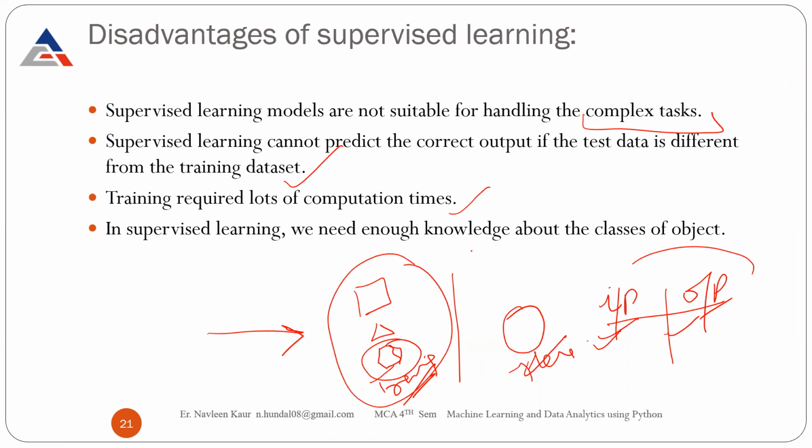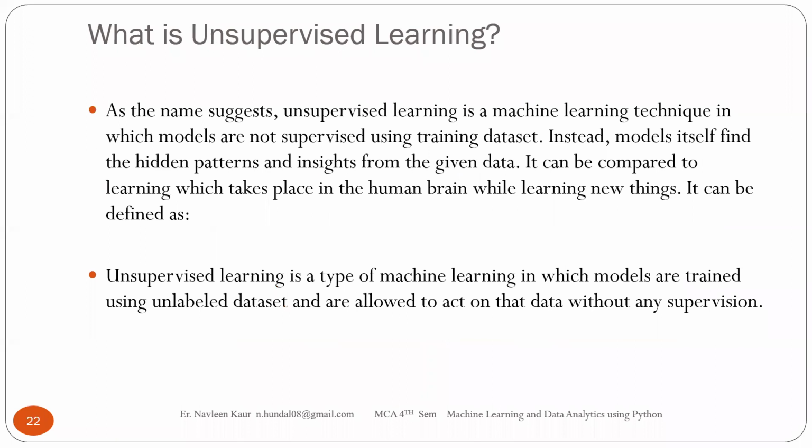In supervised learning, we need enough knowledge about the classes of objects. Before training my machine, I should be aware of all the labels that I want to put. If I am training my machine and I don't know what this is, and instead of feeding square, I am feeding it as circle, it means I'm not able to provide the correct knowledge. I don't know about the class of the object. The class is square, but I am feeding the wrong knowledge. So we should be well versed and well aware about everything about the data.